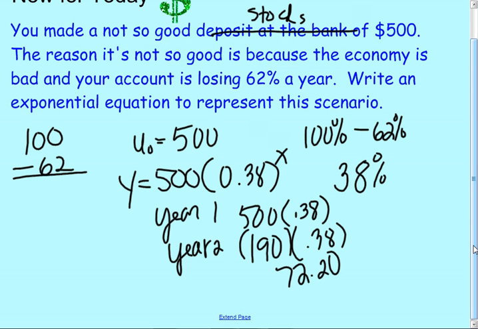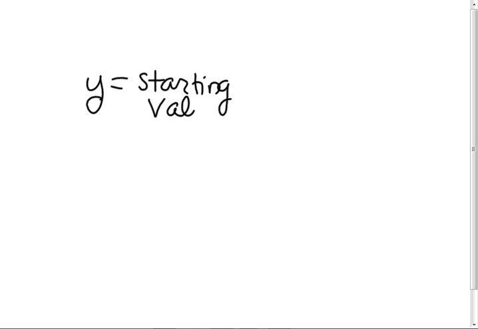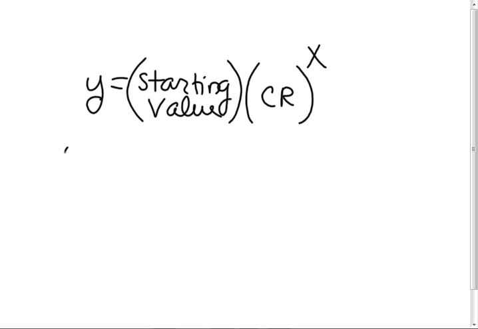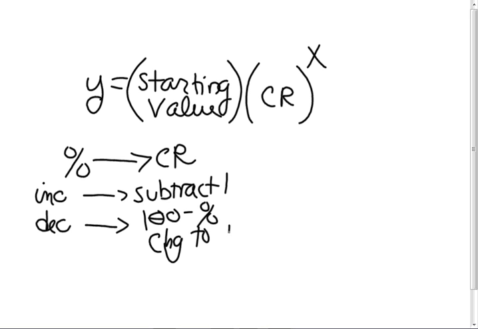Okay, let's see if there's another one, because you have some to try. Oh, that was it. Okay. How do you do this, Xavier? You do your starting value. That's easy to find, isn't it? And it's times the common ratio, which is the hard part, to the x. You're going to have to change the percent to the common ratio. If it's an increase, then you are going to add 1. If it's a decrease, you're going to take 1 minus. Well, I'd rather do 100 minus the percent, and then change to a decimal. It all depends on how you look at it.